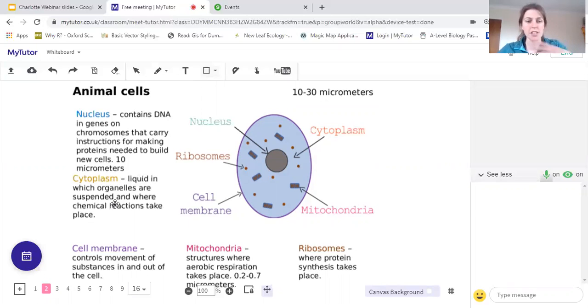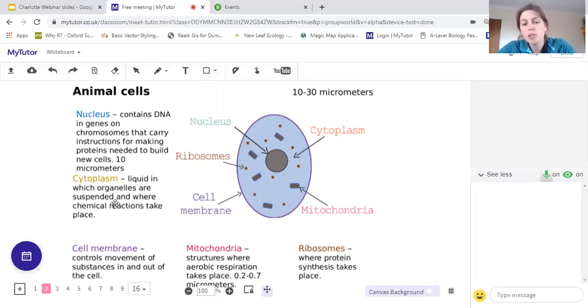So you can kind of see this web building here. Protein synthesis is the making of proteins. So the nucleus contains the instructions for that. The mitochondria provides the energy for that process, and then the ribosomes provides the factory where protein synthesis takes place, so where those proteins are built.